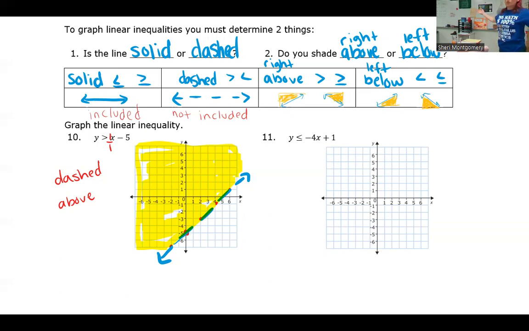So if you need to start from a horizontal line and you're like, okay, well, I'm shading above, you can kind of do that mentally in your head. Okay, I am shading above. And for this one, my line is a positive slope. So I just tilt and that tells you where you shade. Does that kind of make sense?